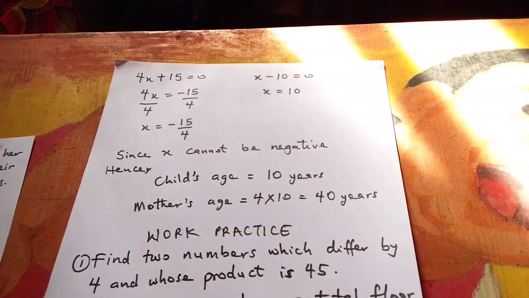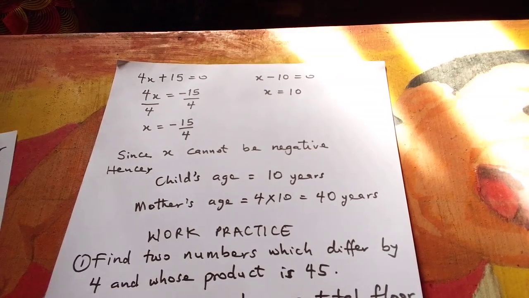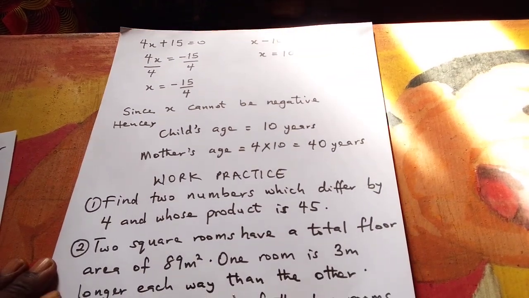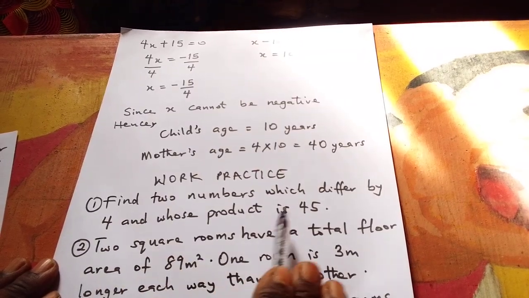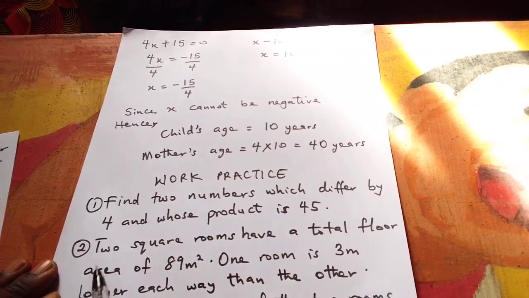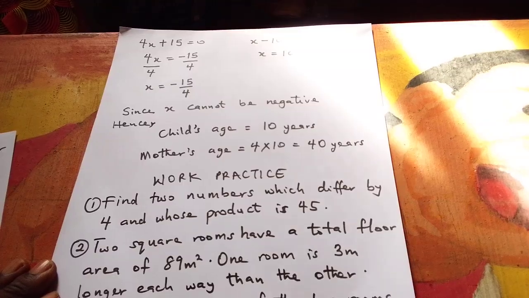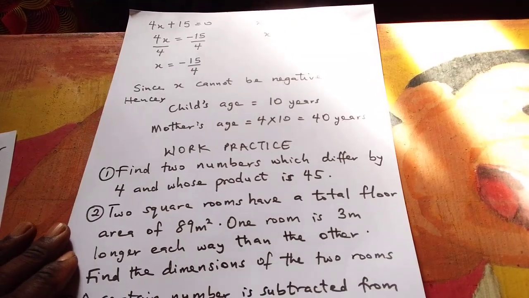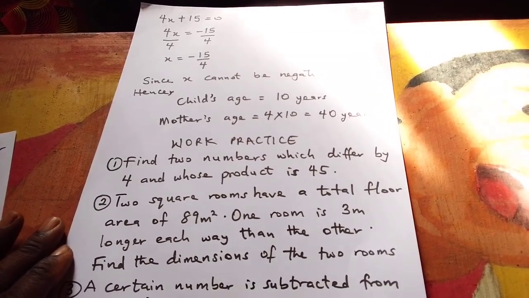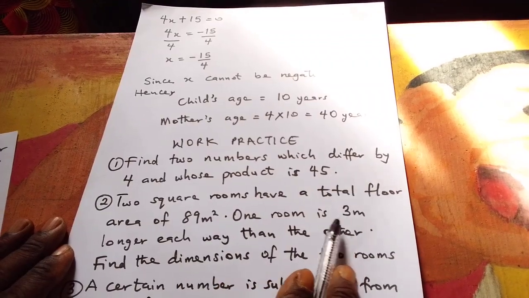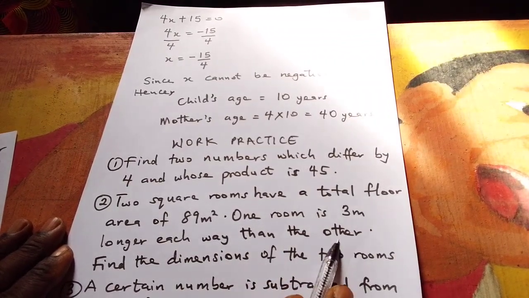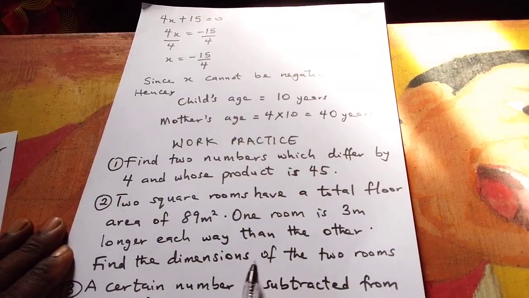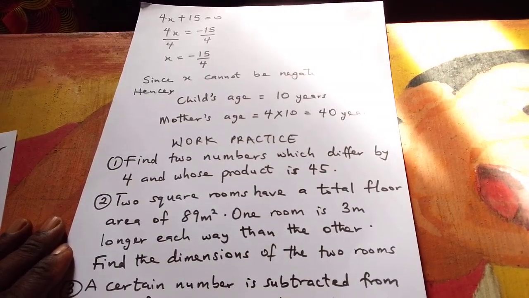Now, let's look at the work practice. Number 1: Find two numbers which differ by 4 and whose product is 45. Number 2: Two square rooms have a total floor area of 89 square meters. One room is 3 meters longer each way than the other. Find the dimensions of the two rooms.